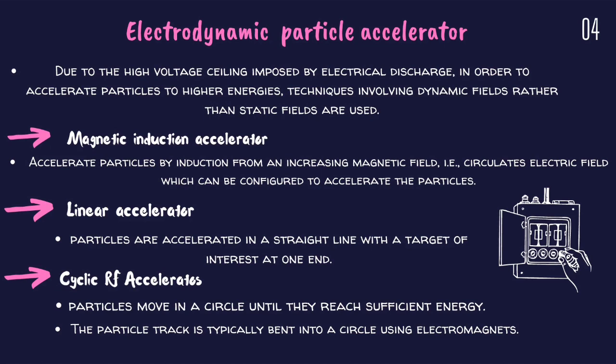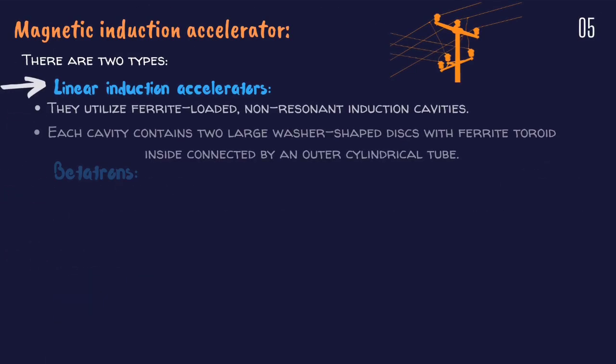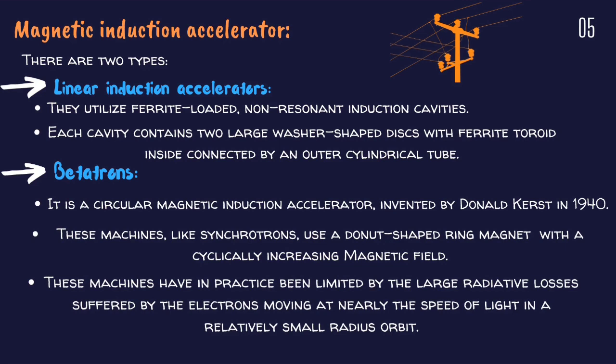Linear accelerator: particles are accelerated in a straight line with a target of interest at one end. Cyclic RF accelerator: particles move in a circle until they reach sufficient energy. The particle track is typically bent into a circle using electromagnets. Magnetic induction accelerator. There are two types. Linear induction accelerators utilize ferrite-loaded non-resonant induction cavities. Each cavity contains two large washer-shaped discs with a ferrite toroid inside, connected by an outer cylindrical tube.